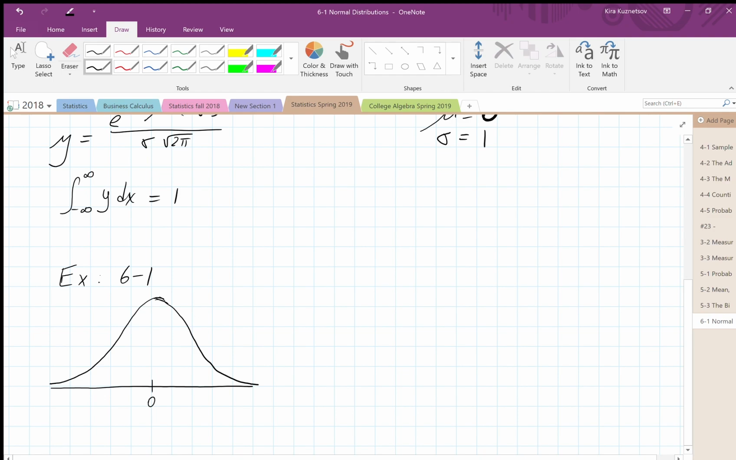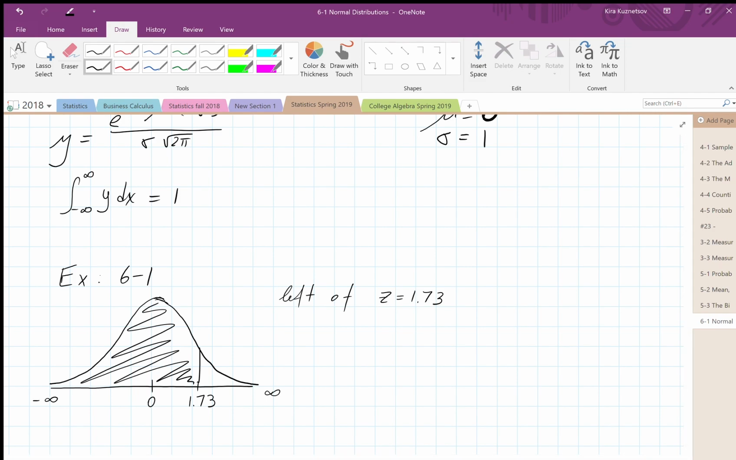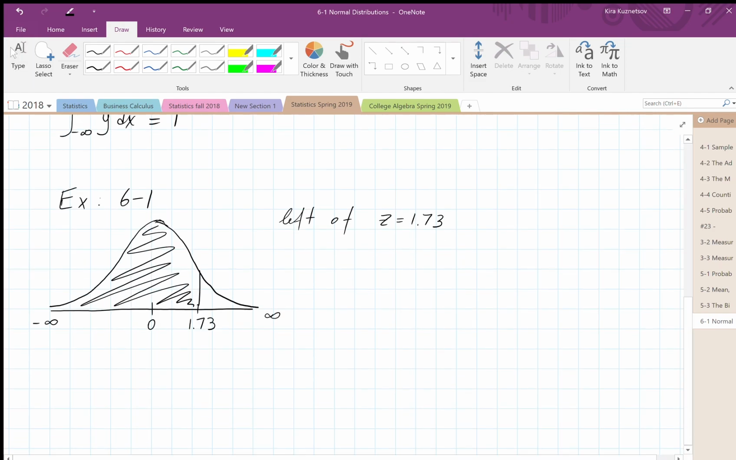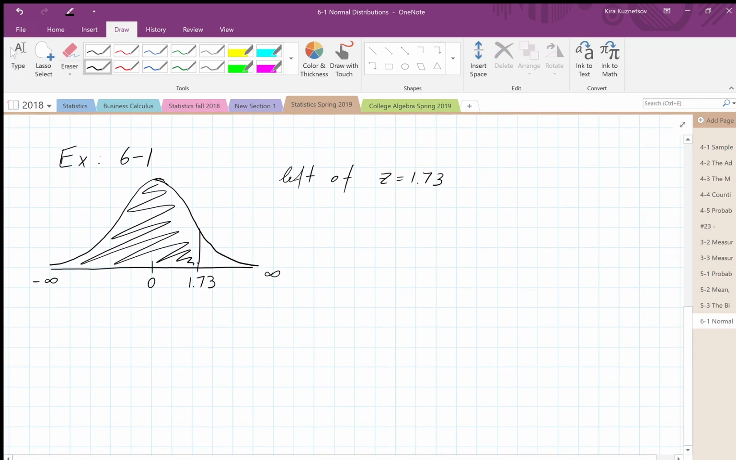Somewhere in the middle is the 0, that's my mu. They are asking to the left of z is equal to 1.73. So 1.73 should be a bit to the right of 0. And what we're looking for is this area to the left. Notice on the far left, I always have a negative infinity. On the far right, I have a positive infinity. So what we need to do is enter this into calculator. I will draw up a few other examples and then we'll go back and do this on a calculator.